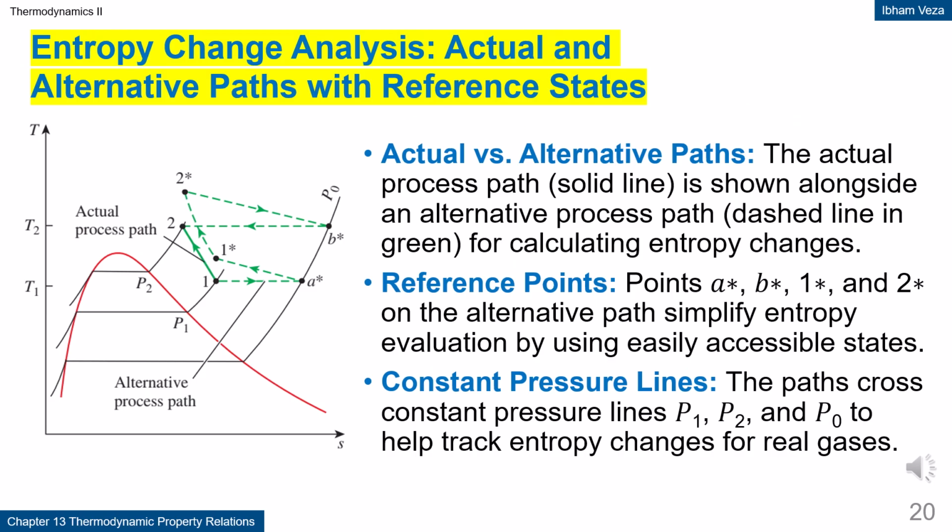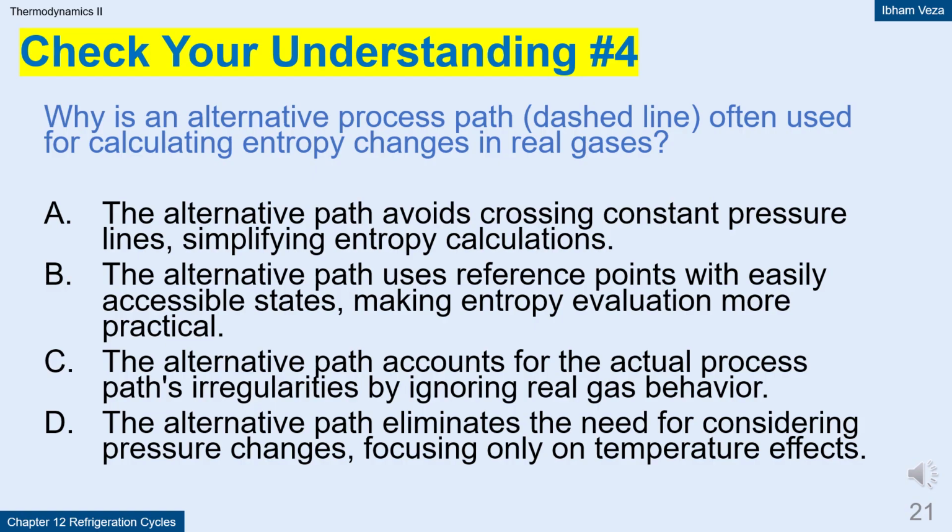Entropy change analysis of real gases is also often calculated using an alternative path, consisting of several simple steps. Reference points are chosen so that properties can be easily obtained from tables or charts. Even though the path is different, the entropy change remains the same because entropy is a state function. This approach simplifies the analysis without sacrificing accuracy. It is a standard technique in engineering thermodynamics. Correct answer, B. The alternative path uses reference points with easily accessible states, making entropy evaluation more practical.